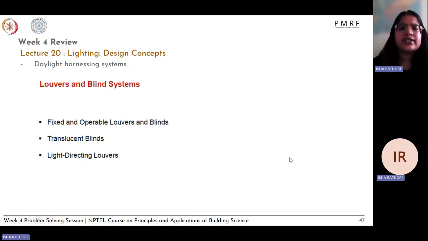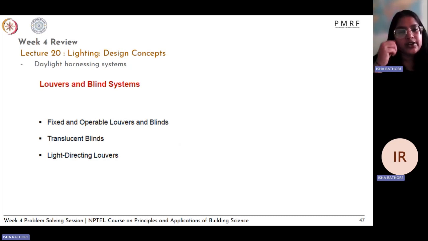Then you can also have louvers and blind systems. So you have fixed and operable louvers and blinds. You can have them on both sides, but having them inside is a much easier system, because if you have them outside, you need to have certain controls or loops to make them change shapes and things. There are buildings which use outside louver systems, so they are also there. So you can have fixed and operable louvers and blinds.